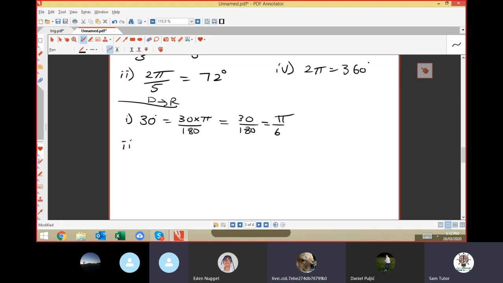If you want to double check it, what does pi equal one more time? 180. What's 180 divided by 6? 30. So it works out. That's just the way it's got to be done.